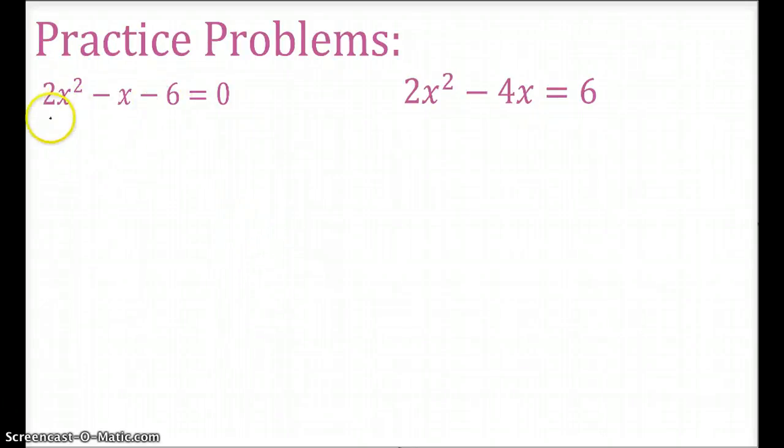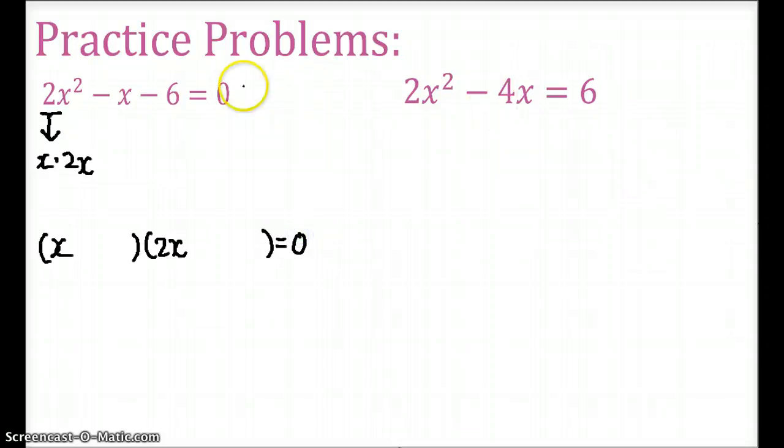So the first question, we have 2x squared minus x minus 6 equals 0. And since the 0 is already on one side, we don't need to move anything here. So then we're just going to go straight to factoring. So we're going to look at this and we're going to see what two values multiplied to 2x squared. So it's x times 2x. So I'm just going to write that here. x and then 2x.